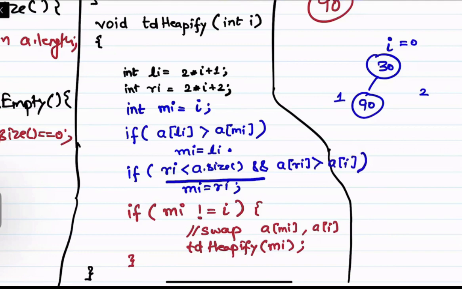If I make this change, will this be fine? Will we be able to avoid that runtime error? Yes, because I should not be touching a of Ri if Ri is not less than a dot size. Here, my array size is 2, and 2 is not less than the array size. Is this clear to everyone? Only if the first condition is true will it go and compare the second.